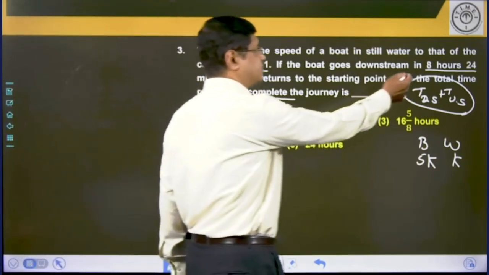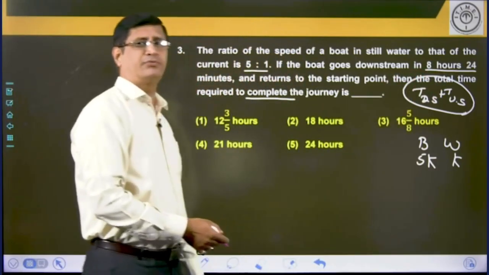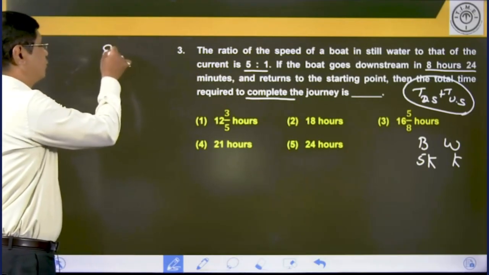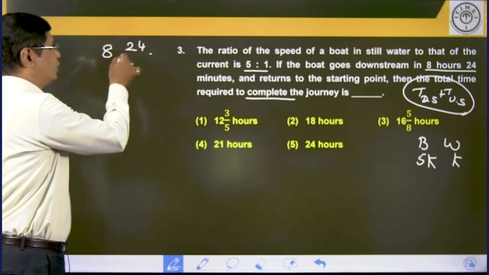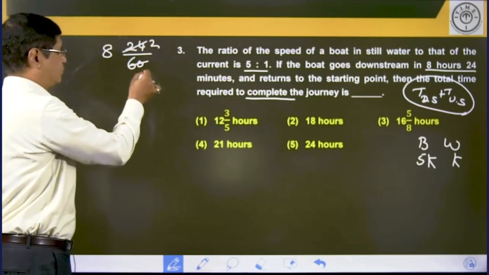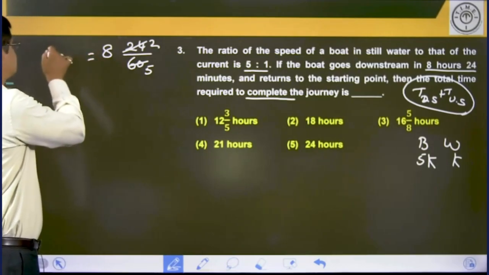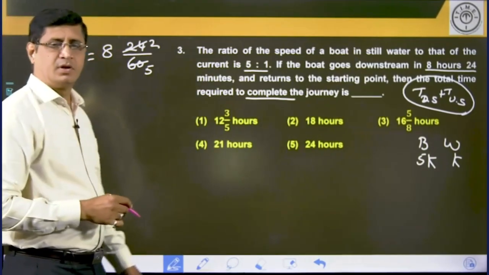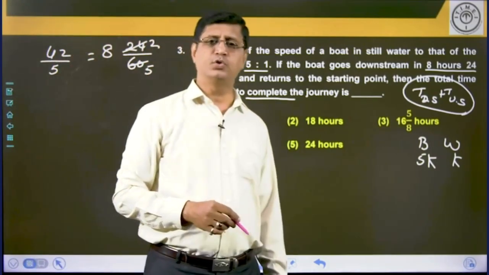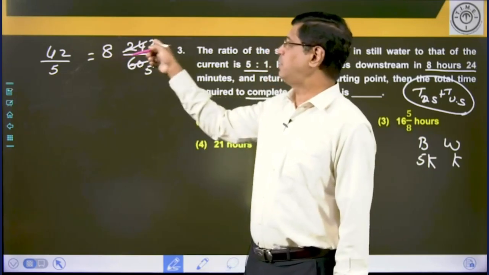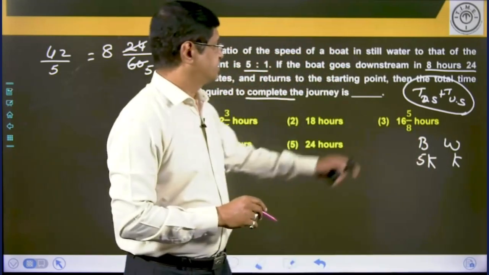Already the downstream time is given, that is 8 hours 24 minutes. 24 minutes means how many hours? 24 by 60, simplify, it is 2 by 5, so 8 and 2 by 5 is equal to 42 by 5 hours. Downstream time is 42 by 5 hours, that is 5 into 8 plus 2. Okay.